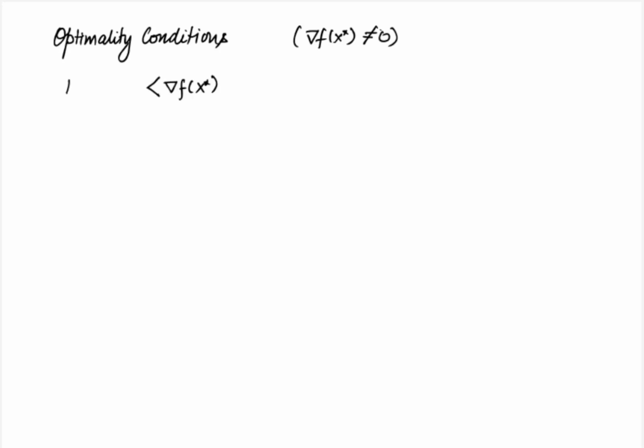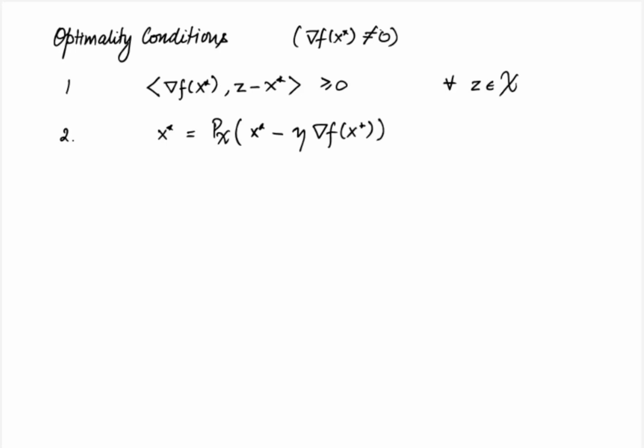Let us take another look at the optimality conditions. Recall that for constrained problems, gradient f of x star is not necessarily 0. We have already seen the optimality condition that the inner product of gradient f of x star, z minus x star is greater than or equal to 0 for all z in calligraphic X. Another optimality condition that is inspired from the update equation is that x star is equal to projection onto calligraphic X of x star minus eta gradient f of x star. This is basically the fixed point of the updates provided.